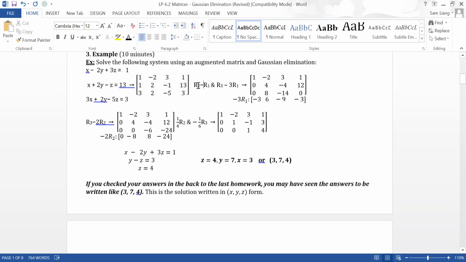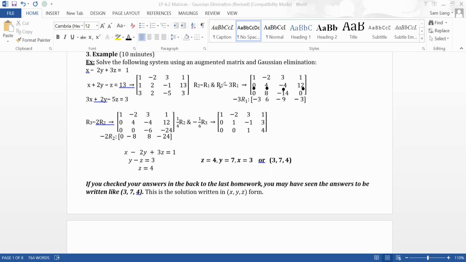I'm first going to do R2 minus R1. Okay, so I'm going to take R2 and then subtract R1 from it. So 1 minus 1 is 0, which I have there. Okay, and then 2 minus negative 2 is 4, which I have here. Negative 1 minus 3 is negative 4, which I have there. And then 13 minus 1 is 12, which is the last entry in that row.